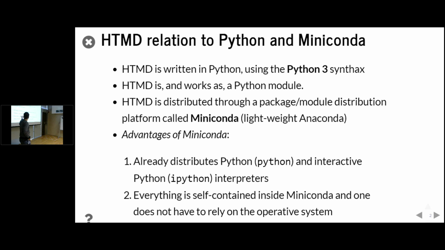So the advantage of using Miniconda, and why I think it was the idea of using it in the first place, is that it already distributes for many operating systems, different settings, different things. The advantage of Miniconda is that everything is a little bit self-contained. It already brings Python and interactive Python interpreters. The modules are inside Conda. You install everything inside Conda, and everything is findable inside the package, inside all of this environment.